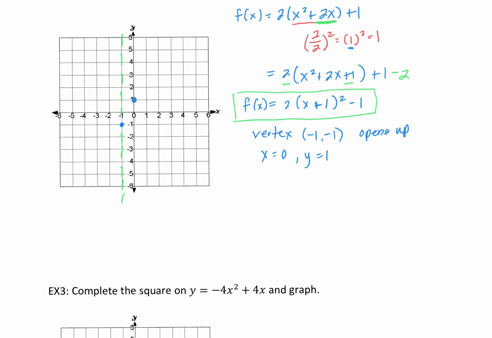I know it opens up. I also know I have another point the same distance away on the other side of my axis of symmetry. And I have my parabola. You could get more points if you want, but this is fine.